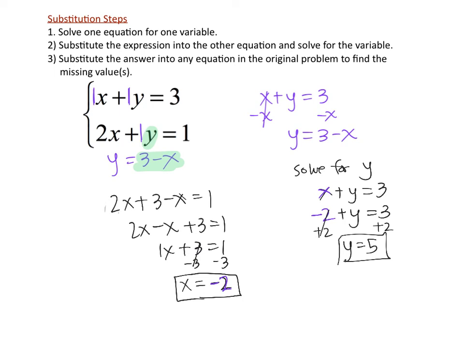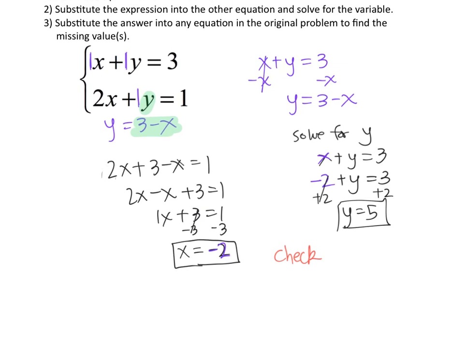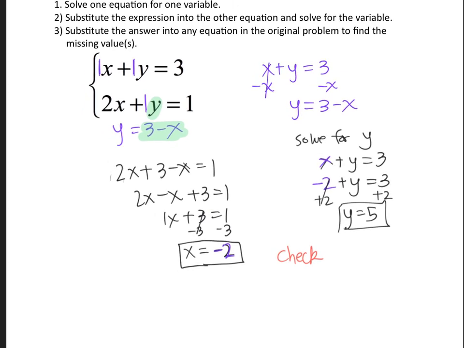We haven't done any checking on these yet, so let's go through and do a quick check. So when I'm checking, I need to make sure that my answer makes both equations true. And so I'm going to take this answer and plug it into the first equation. So I have x plus y is equal to 3. My x is negative 2, and a negative 2 plus 5 is equal to 3.